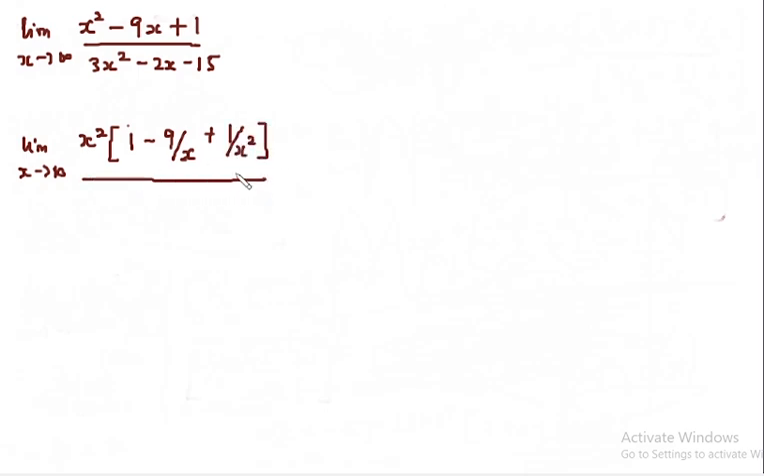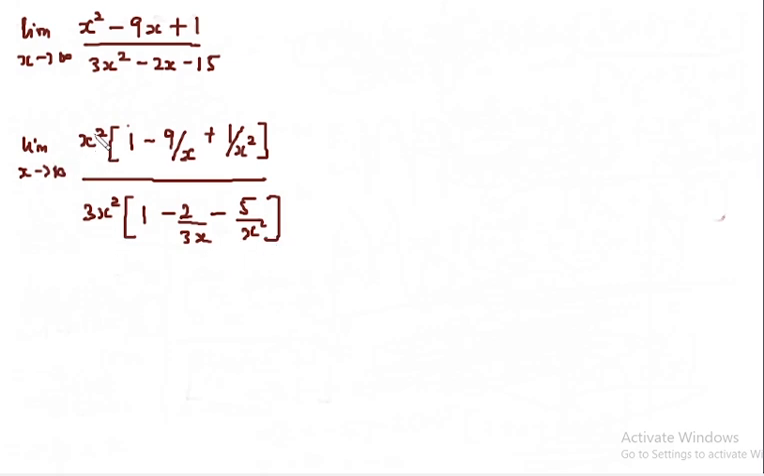divided by the term with the highest degree here, which is 3x squared. So I'll write 3x squared, open bracket. Factorizing 3x squared from 3x squared is 1. Factorizing 3x squared from minus 2x, we have 2 over 3x. And then we have 5 over x squared.